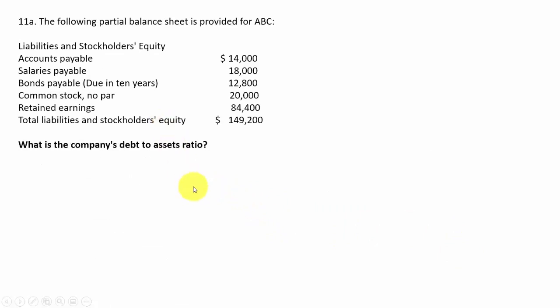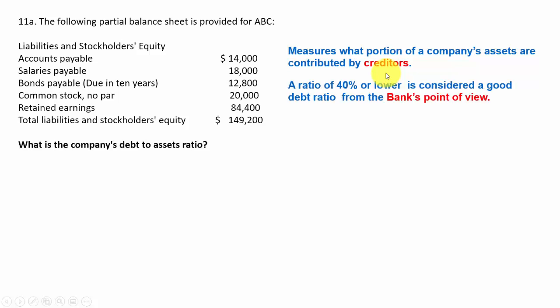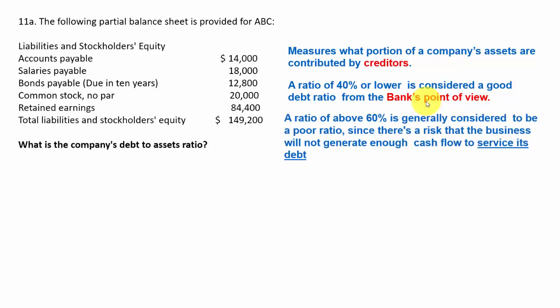Our debt to asset ratio measures what portion of a company's assets are contributed by creditors. Bank likes to look at this. A ratio of 40% or lower is considered a good debt ratio from the bank's point of view. That is, the bank would like to have a situation where the company has more invested in it than the bank's got invested in this company. So let's see what this company's got.